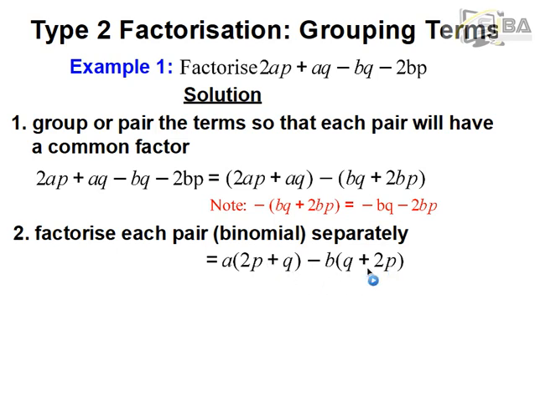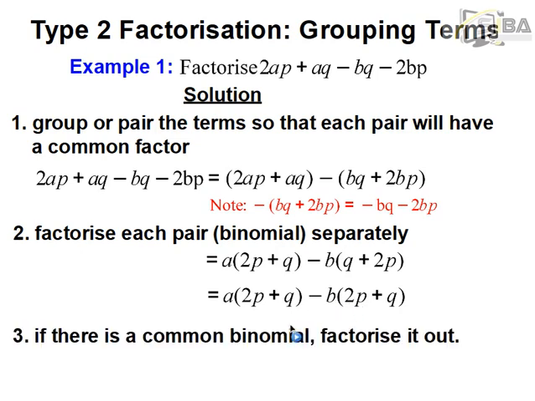Let's look at something. 2P plus Q is the same as Q plus 2P because addition is commutative, so we can rearrange it to make it minus B into 2P plus Q. Now we have 2P plus Q to be common. 2P plus Q, 2P plus Q. So when you factorize it out, you'll be left with what? A minus B. There's a common term, so we factorize it out, we have our 2P plus Q into A minus B.